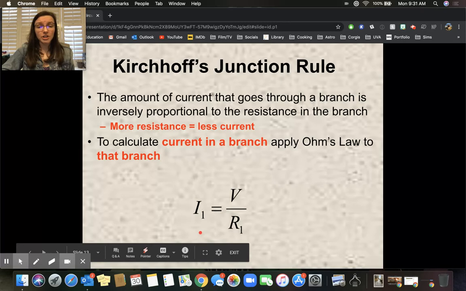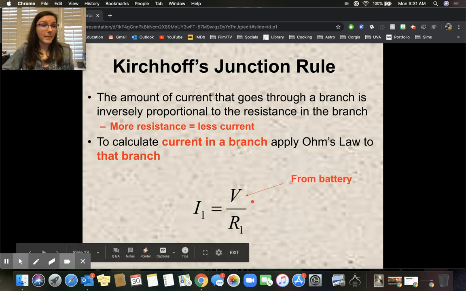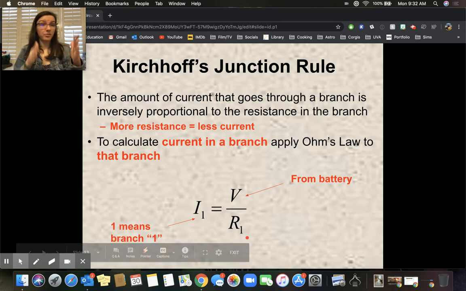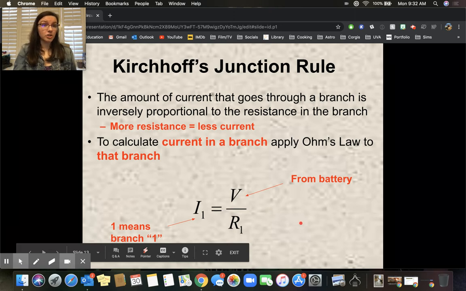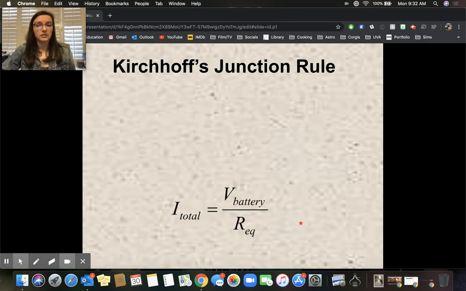More resistance means you're going to get less current. To find the current in a branch, that's where you use Ohm's law, just rearranged a little bit. The voltage is the voltage you get from the battery. The resistance is the resistance in that branch. And the little subscripts just mean we're talking about branch 1. If it was I2 equals V over R2, you're talking about branch 2. That's just to help you keep track of what piece of the parallel circuit you are looking at.